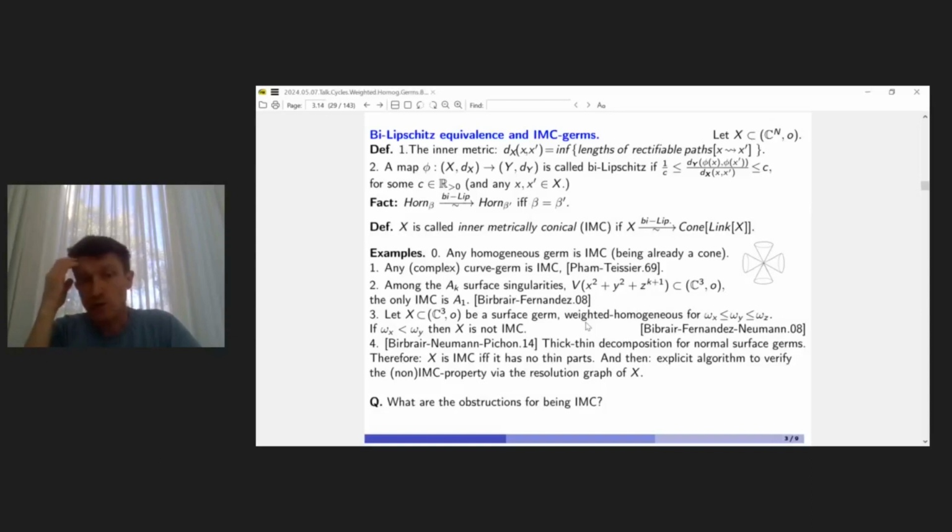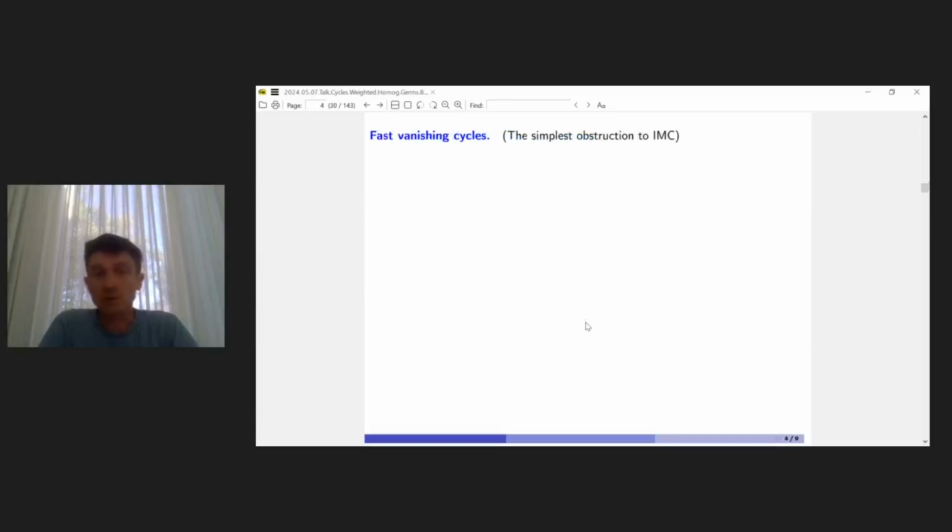So in general, the question is, what are the obstructions for being inner metrically conical? Inner metrically conical, in the most naive way, means conical. These are the simplest germs from the metric point of view. Of course, one would like to classify them, to know what are the large collections of such inner metrically conical singularities, and it is not quite known until now. So the question is, what are the obstructions? Well, the first and simplest obstruction is a fast vanishing cycle.